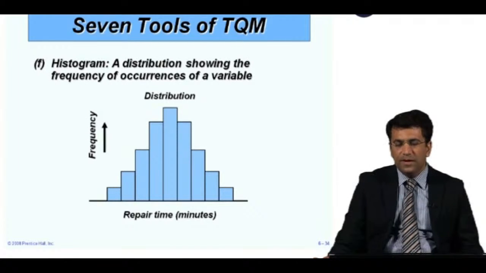Next is the histogram. It is a distribution showing the frequency of occurrences of a variable. You must have learned about that histogram, that we draw the frequency about a particular variable of interest. That may be the repair time, and we can again draw the graph on the basis of the frequency values, and again we can have this sort of distribution, which in this case is the normal distribution.